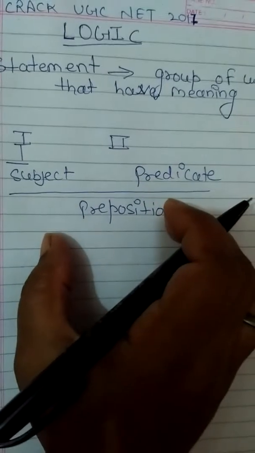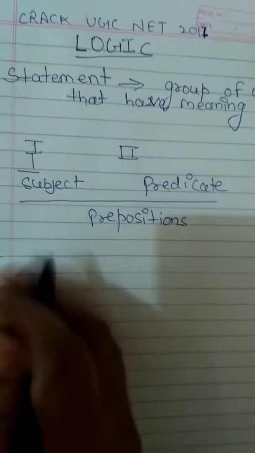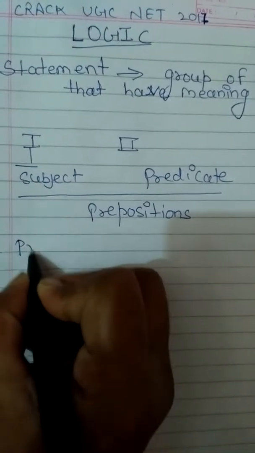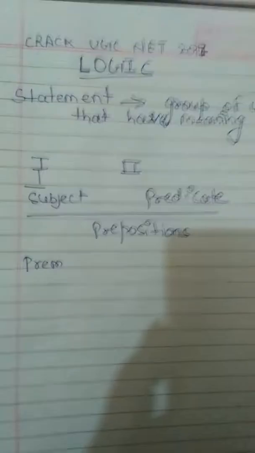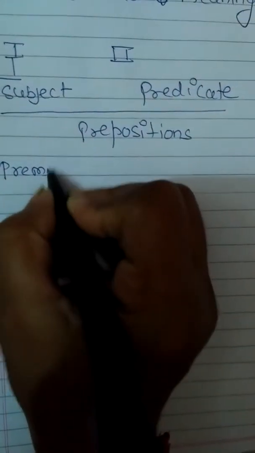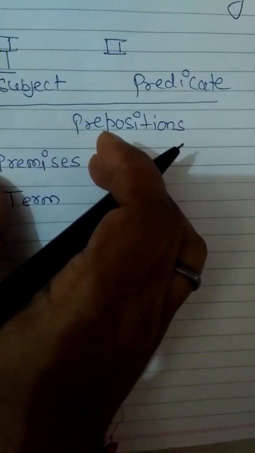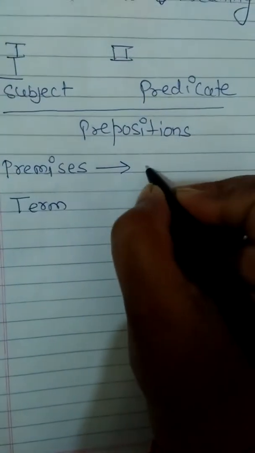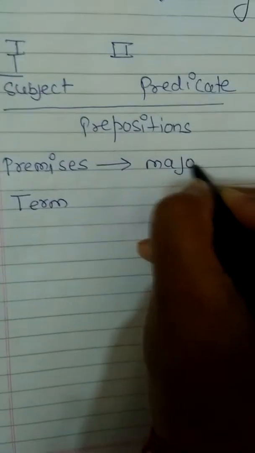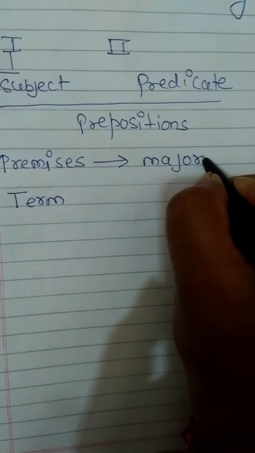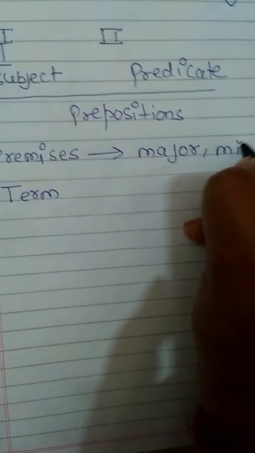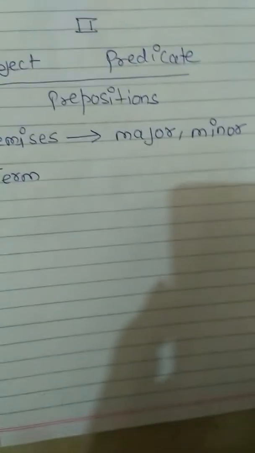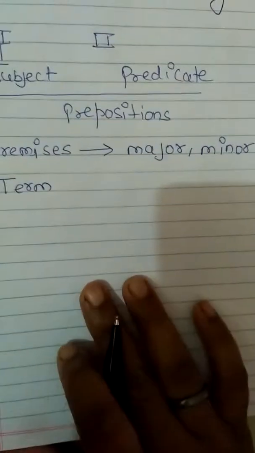Okay friends, in logic we use premises and terms. The premise that has the major term is called the major premise. So in premises there is a major premise and a minor premise. We will understand it later.